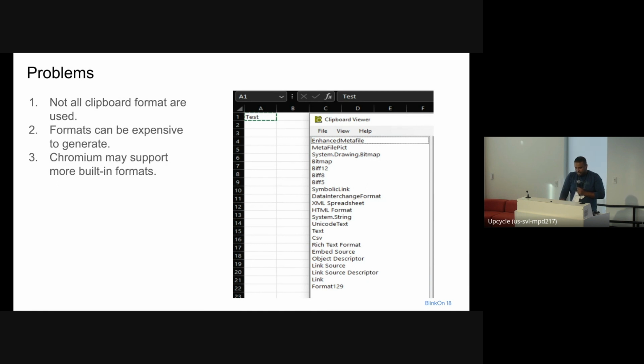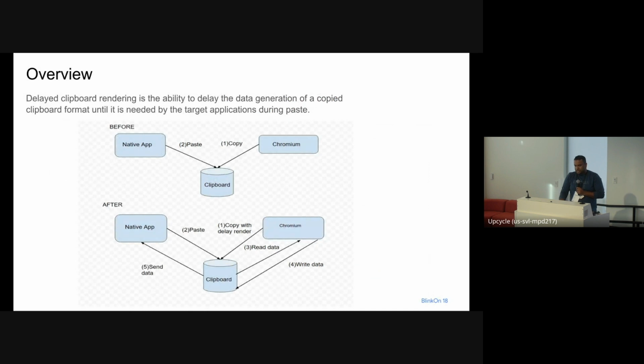So in order to make the copy-paste experience better, we introduced delayed clipboard rendering, which gives the ability to the apps to delay the generation of a copied format until it is actually requested by a target app during paste.